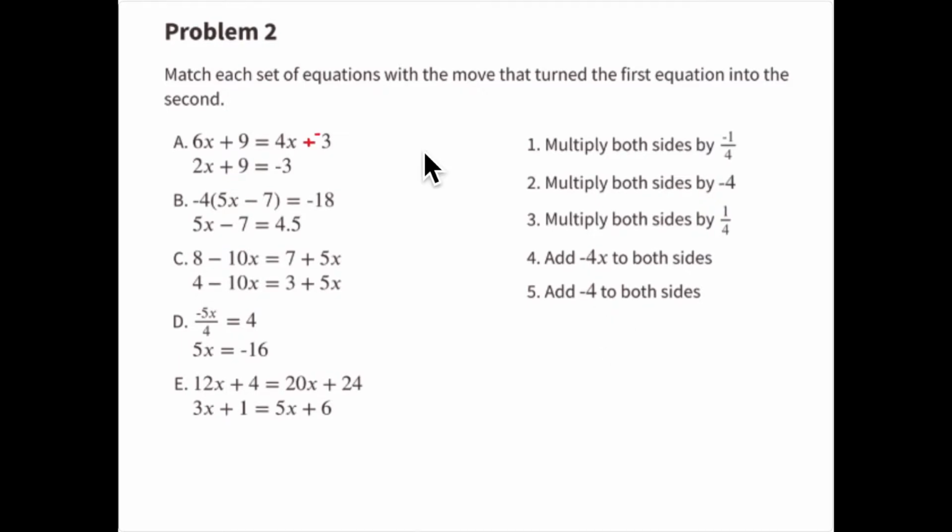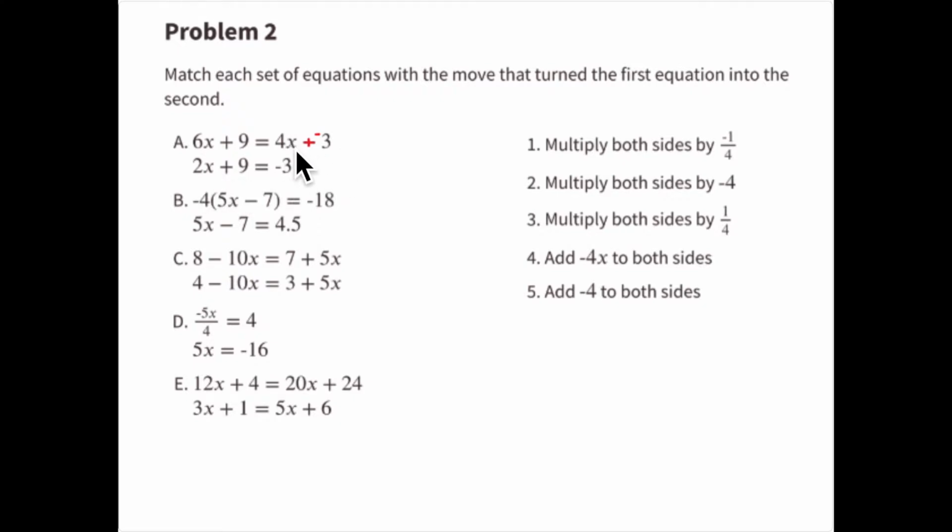For set A, I'm going to change this subtracting 3 to adding a negative 3. And if you look, you have a negative 3 here and a negative 3 here. So those terms are not changing, and you have a positive 9 here and a positive 9 here. That gives you a hint that this is probably addition, because you're not changing every term. If it were multiplication, every term would change in the same way.